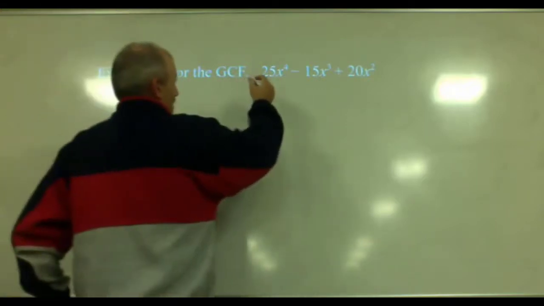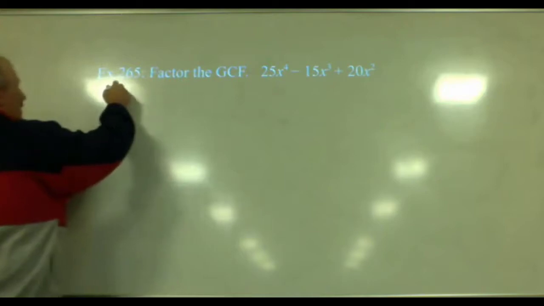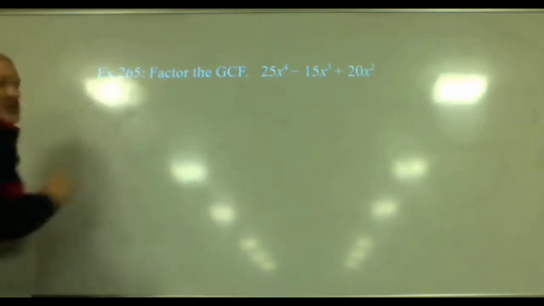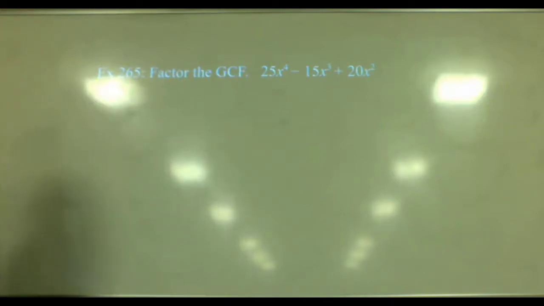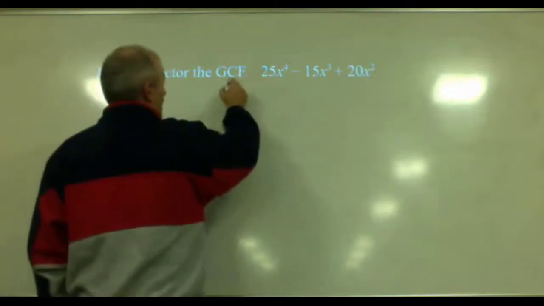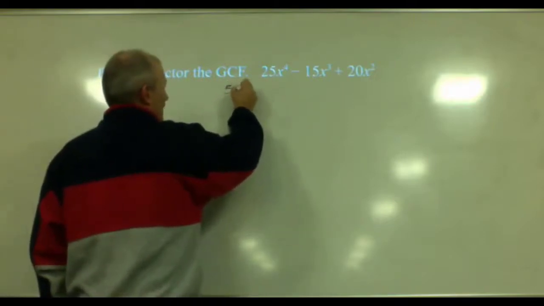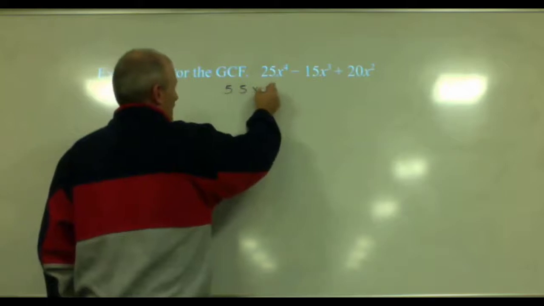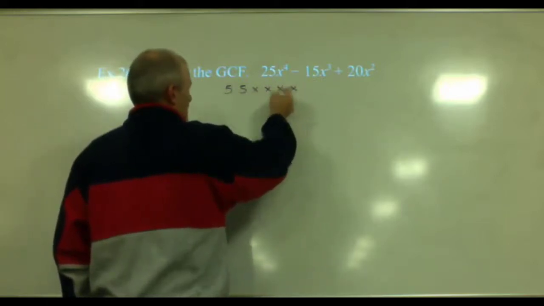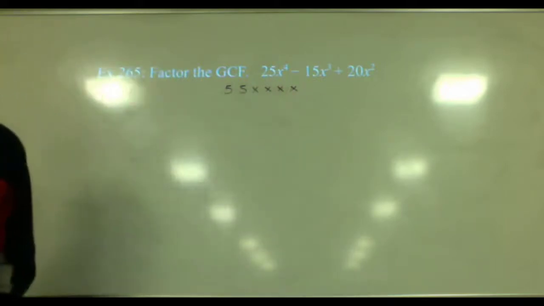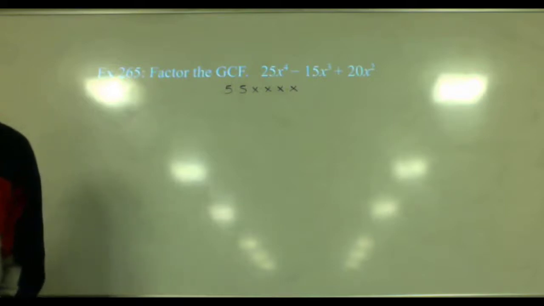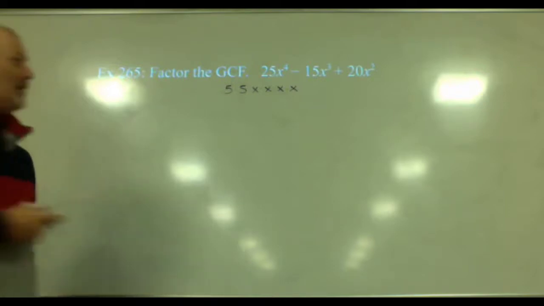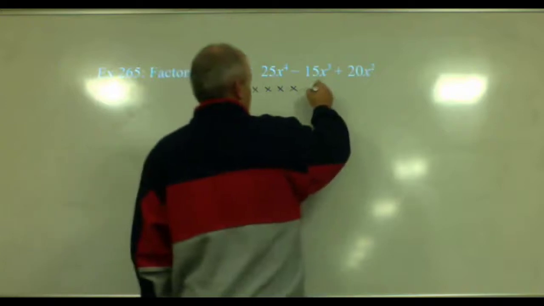So 25. If we think about 25, 25 can be broken up into what times what? 5 times 5. So this part right here means 5 times 5 times x times x times x times x. That's what that first one means, just by definition. Does that make sense? Okay, then we have a minus sign.